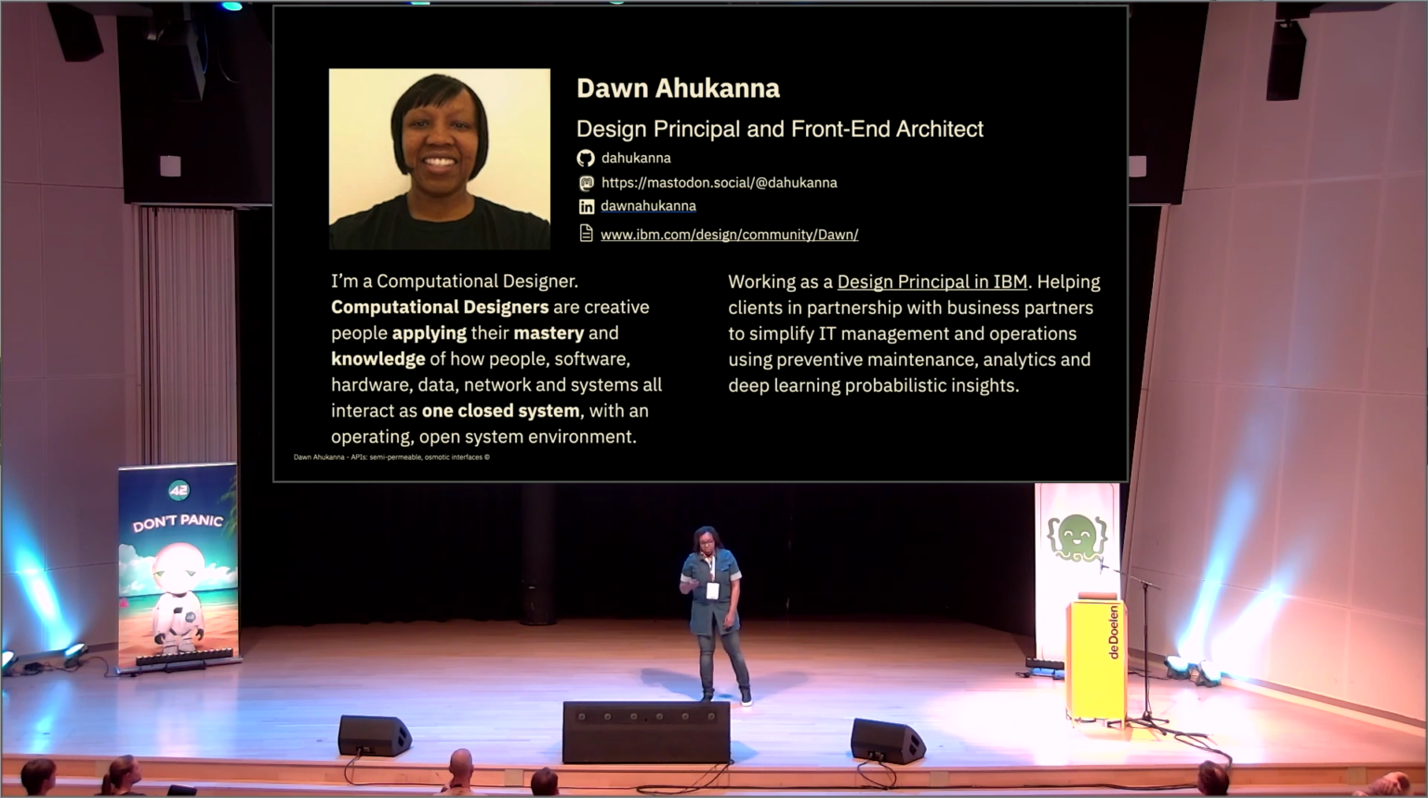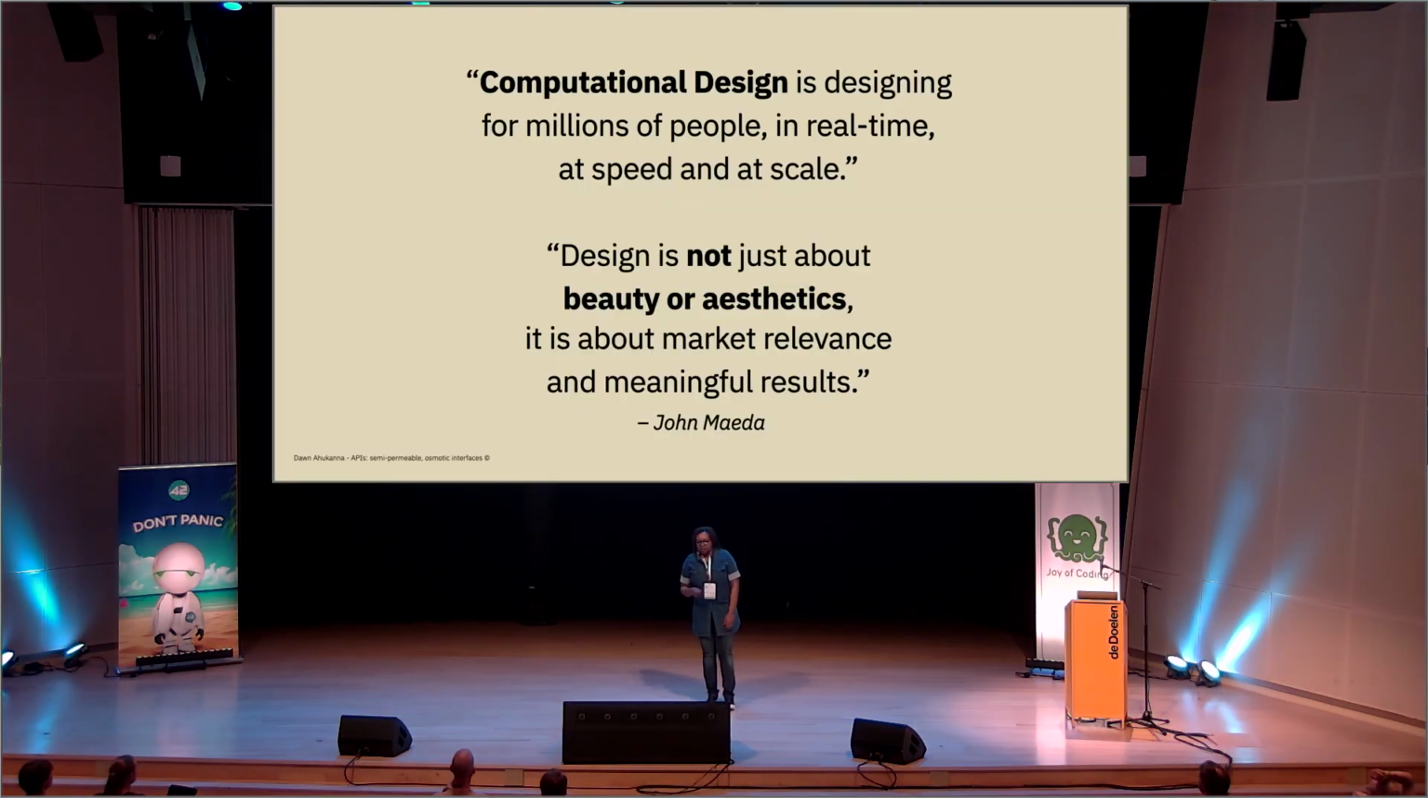For my day job, I work as a design principal at IBM, so I'm the troublemaker or the annoying person that's going to say, is that really the best way to solve this problem for that person that we're targeting? Where I focus is infrastructure, which is the hard thing, operations, trying to prevent things from happening, and if they do happen, using analytics and deep learning to try and figure out what's happening. Computational design is about designing for millions of people in real time, at speed, and at scale. It's not just about the beauty and the aesthetics, it's also about market relevance and meaningful results. That's one of my favorite quotes from John Meader.